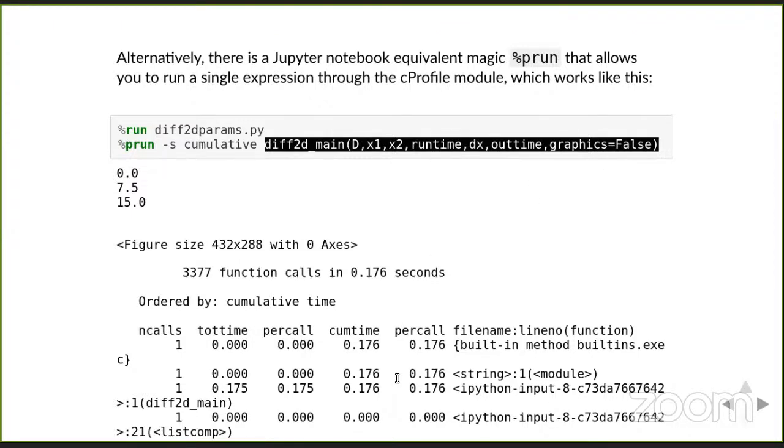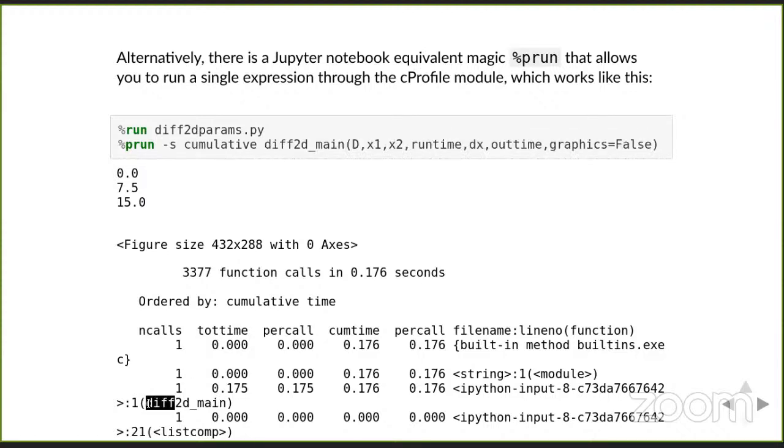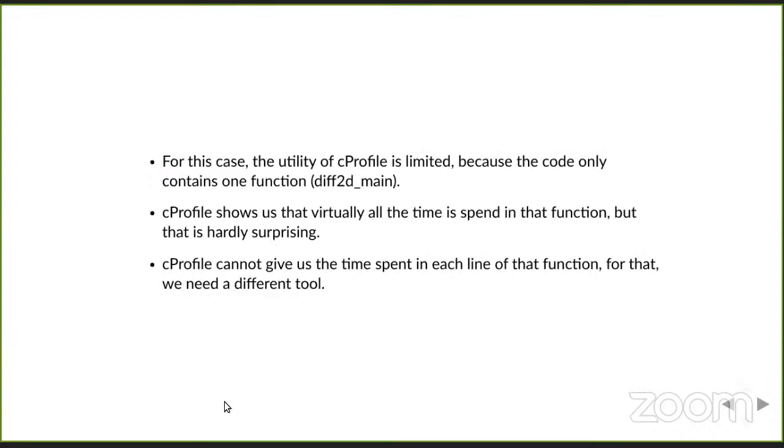The way these things are run, they're now called from within a cell. So there's a few extra different notebook-specific functions that pop up. But nonetheless, we all see that all the time is spent in diff2d main. So that doesn't tell us anything, but we could have known that because we've written only one function, and that function wasn't calling any other functions.